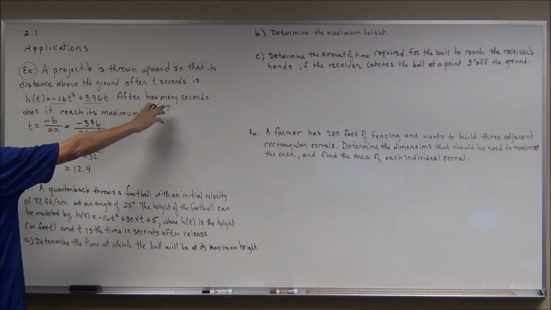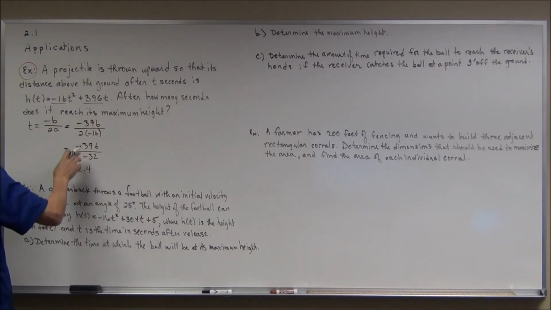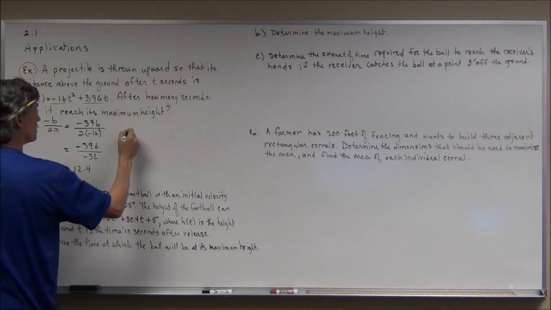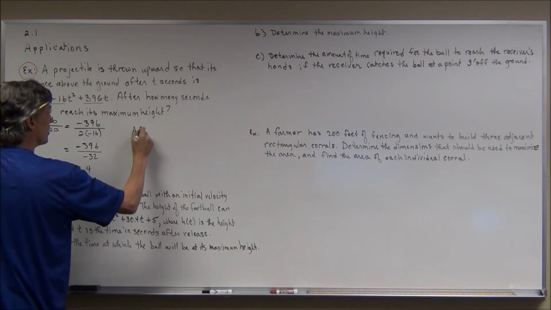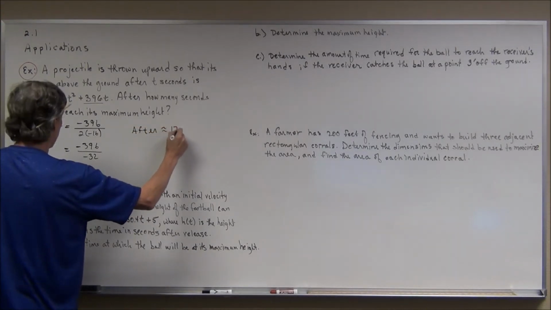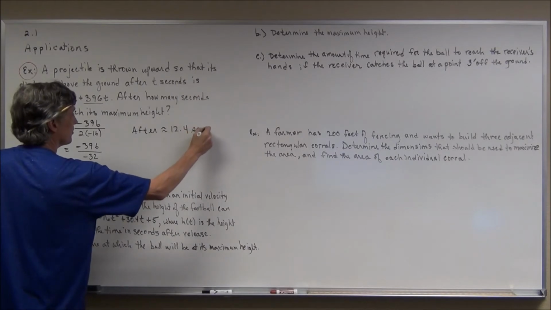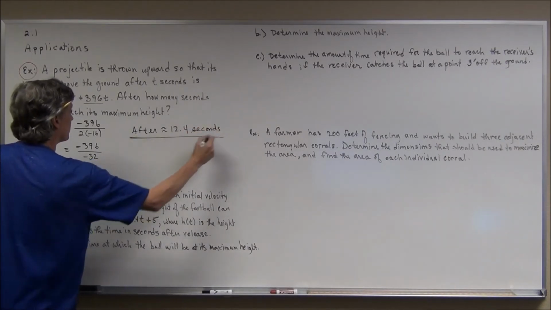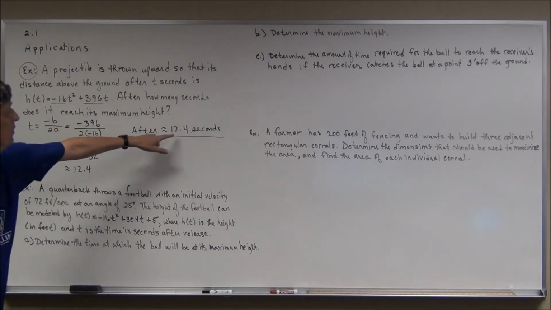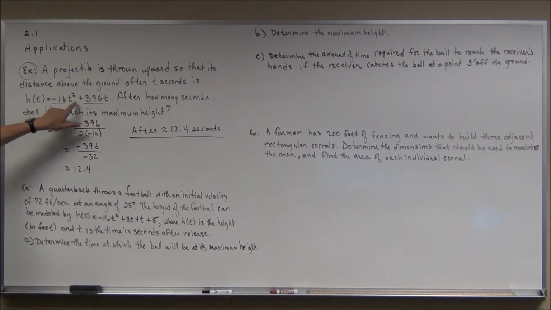And that's not the height, but that is the number of seconds it takes for this projectile to reach that height. So it says, after how many seconds? After approximately 12.4 seconds, it reaches its maximum height. And to find that maximum height, it doesn't ask for it, I would plug this number back in for t here in the height equation, the height function I should say.